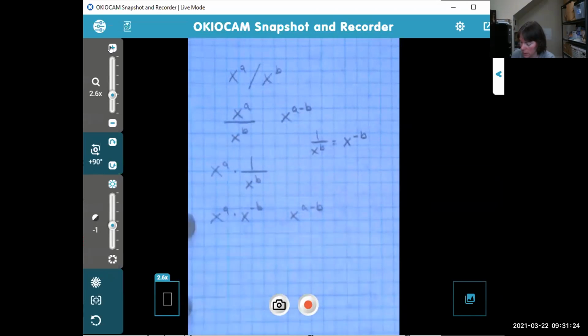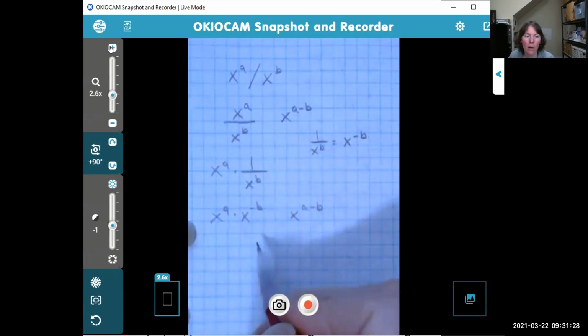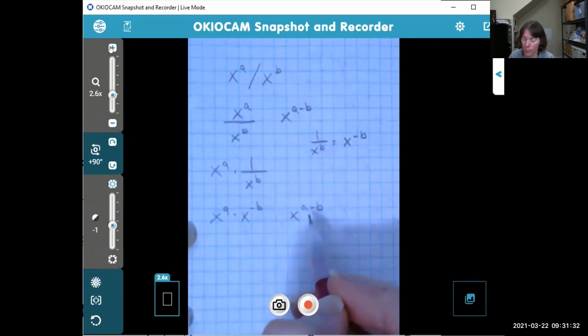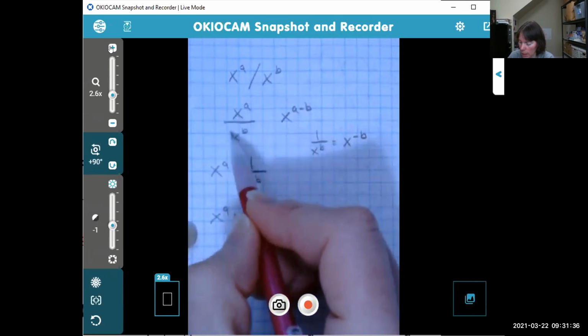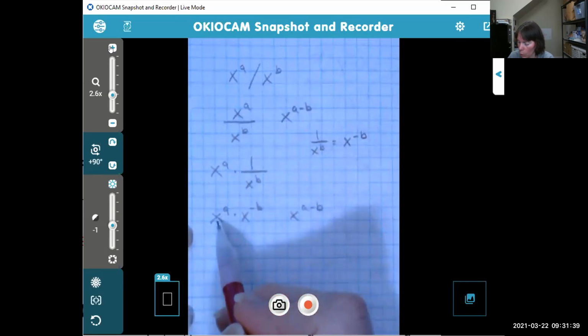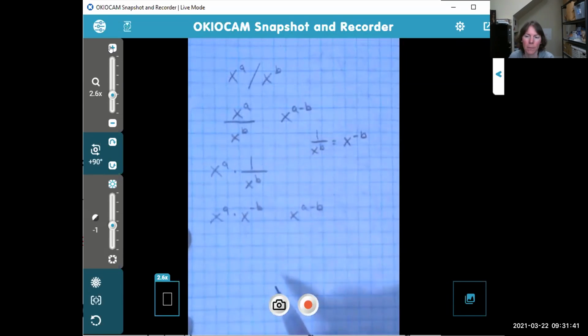So whether you think about it as division, or whether you want to turn it into multiplication and think about it that way, one is simply the opposite of the other in a way, and so you can do them both the same way, but you still come to x to the a minus b, whether you did it as a stacked problem as division or whether you turned it into a multiplication problem. Does that make sense?